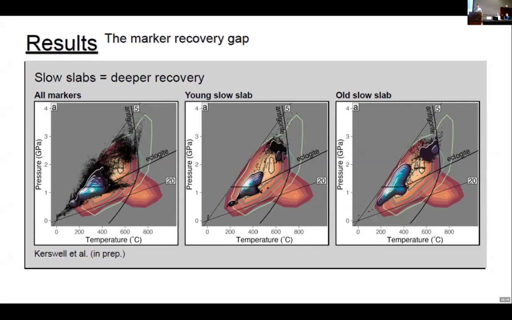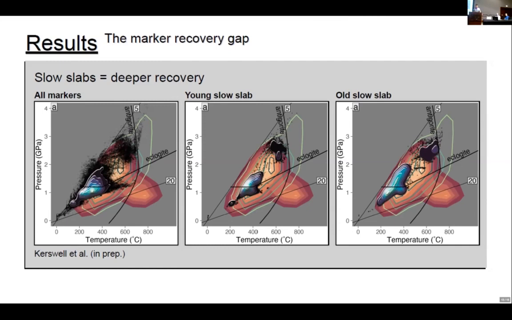recovered from these areas. So on the very, very left PT diagram, you'll see the Agard 2018 distribution in red again, and the PD15 data set again in green. Those represent the natural samples. And then the black point cloud and the blue Tanaka contours represent the recovered marker distribution. So that's the numerical data set.